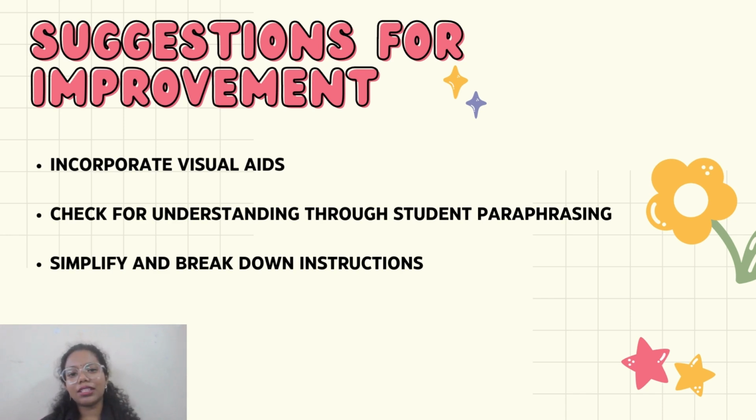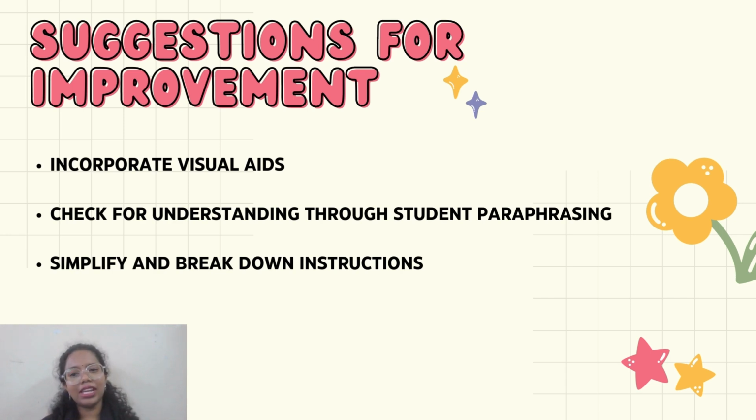Next, asking students to repeat instructions in their own words allows the teacher to ensure clarity and correct any misunderstandings immediately. Lastly, present instructions one step at a time, which helps especially younger or low proficiency students. This will prevent confusion and help students follow tasks more easily.